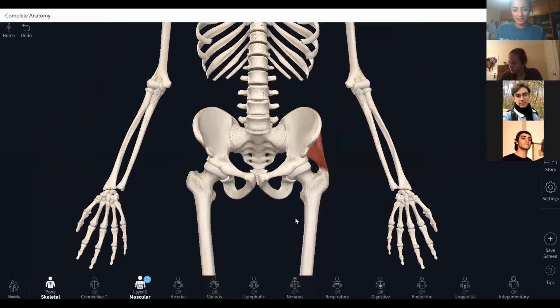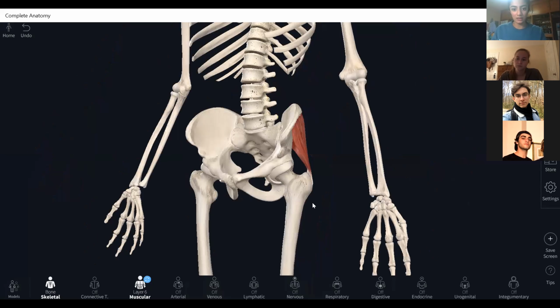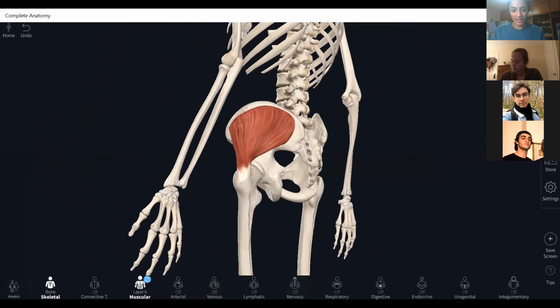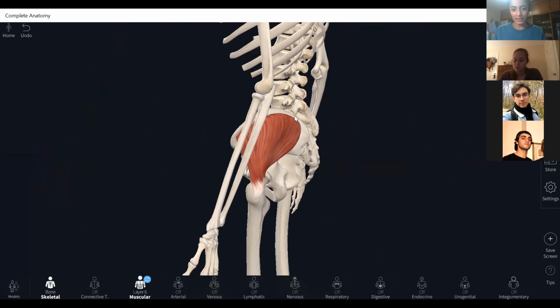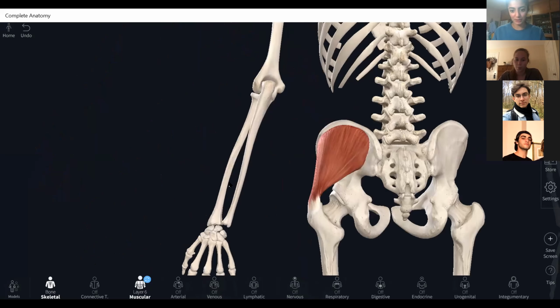Okay. So here on this Complete Anatomy screen, all I did was take the skeleton, our good old friend, and add the gluteus medius. You can see it right here, that lateral ilium, and then our greater trochanter. Those are our two attachments. And of course, we can see the motions.